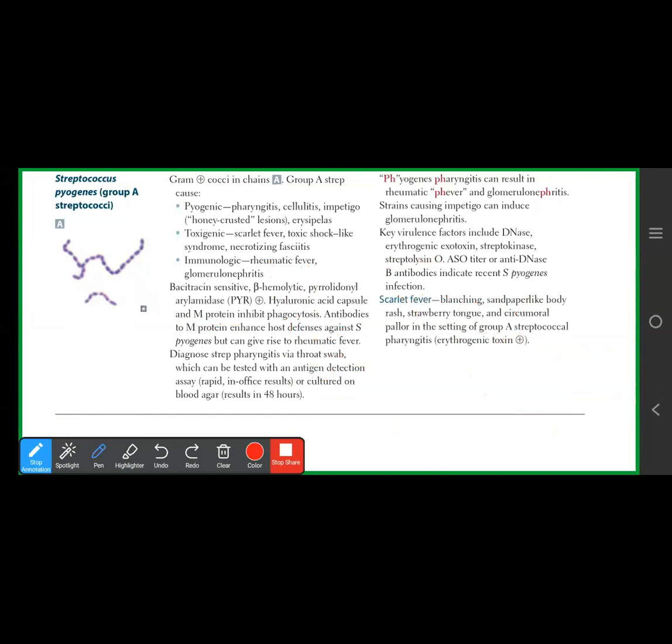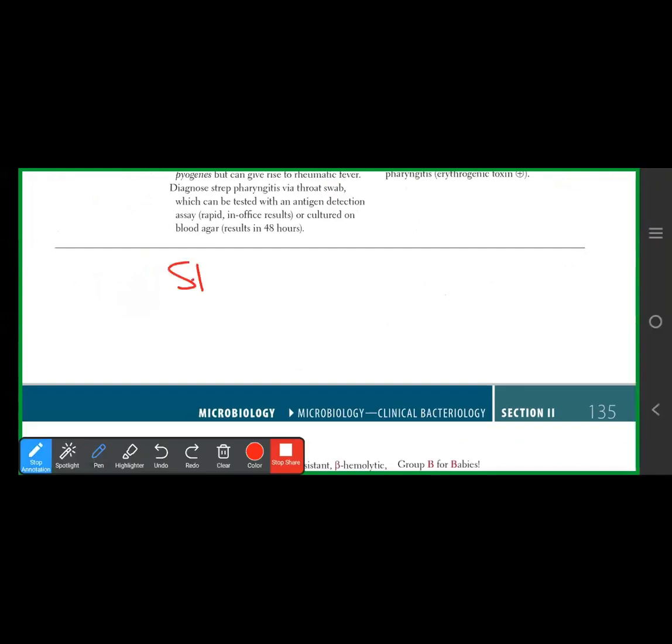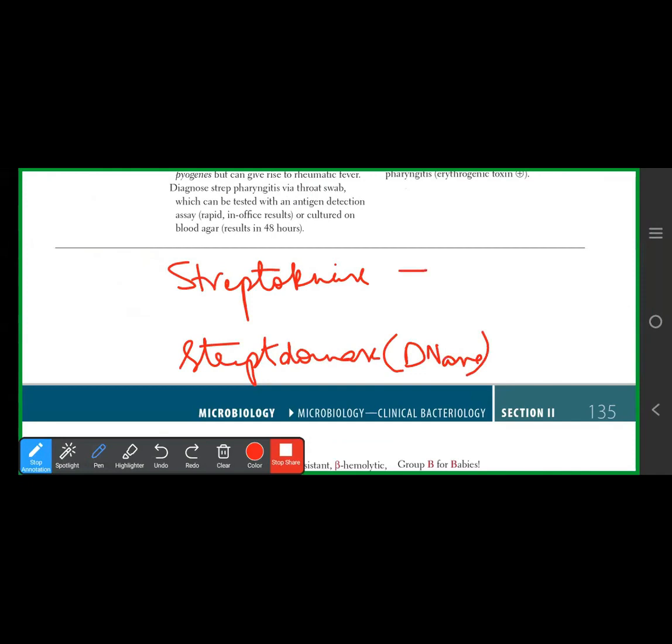You have to remember two virulence factors extra. One is going to be streptokinase. Another is your streptodornase. Streptodornase is nothing but a DNase, and streptokinase is known to dissolve a clot. So this is basically the invasion virulence factor. Okay, this is for dissolving the clot.